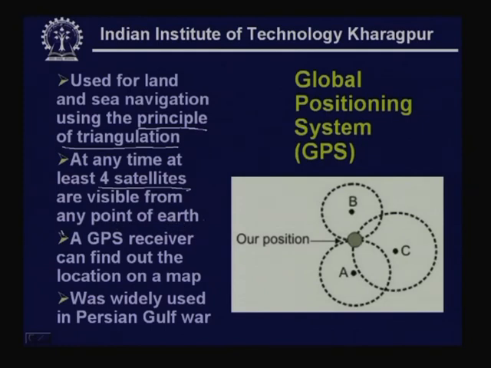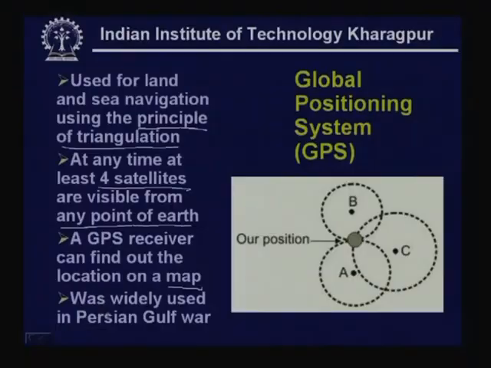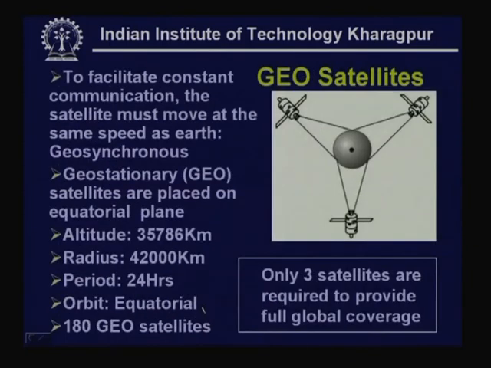It is not necessary that it has to be on any point of the earth, it can be in space also. For example, from the aircraft also it can be used. So, a GPS receiver can find out the location of a map. So, nowadays there is no need to use the compass, but you can use a GPS receiver for the purpose of positioning. In fact, this was widely used in the Persian Gulf War for identifying the position of different vehicles used in war. So, this is your GPS.